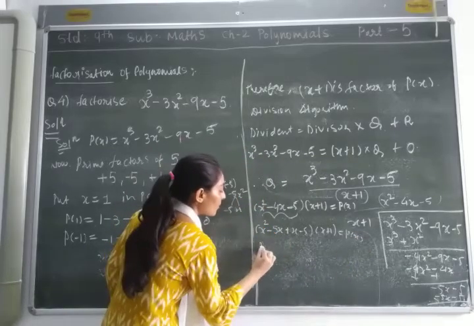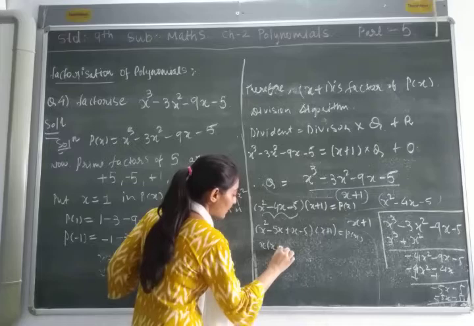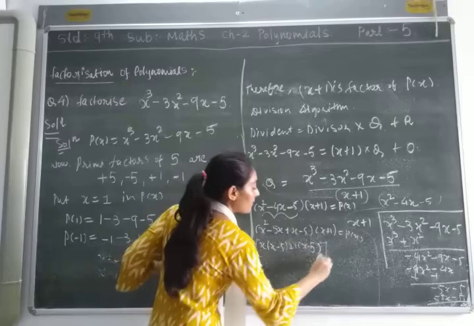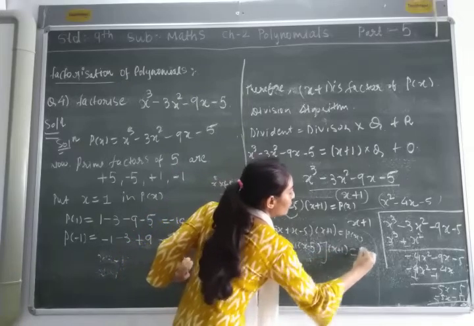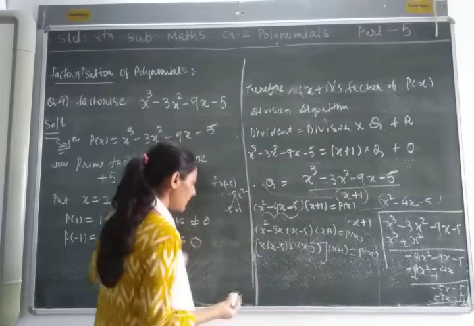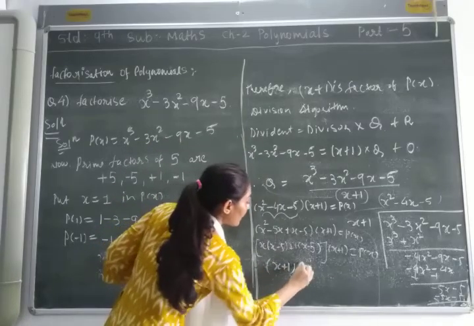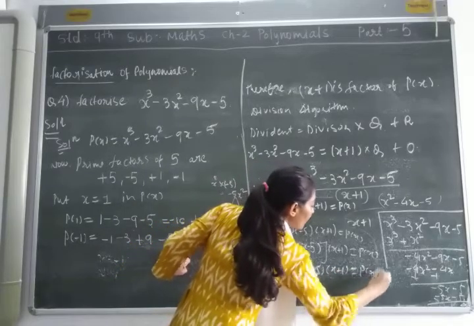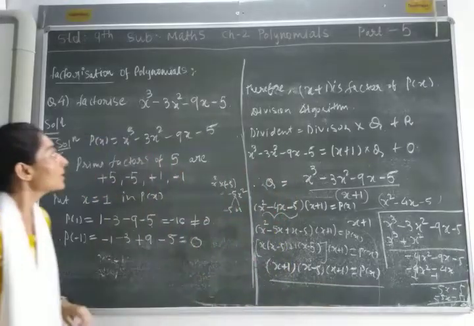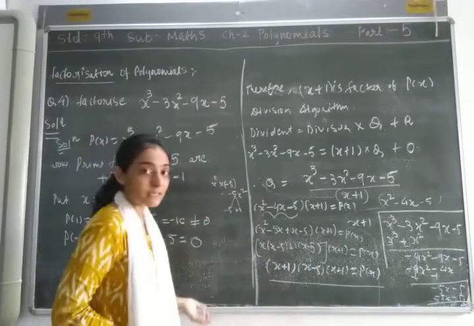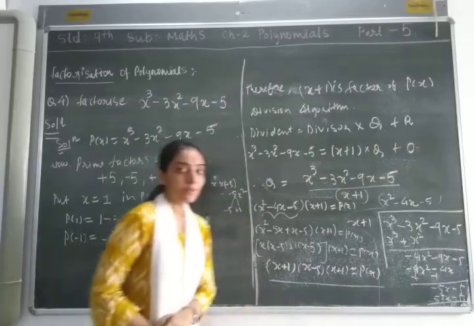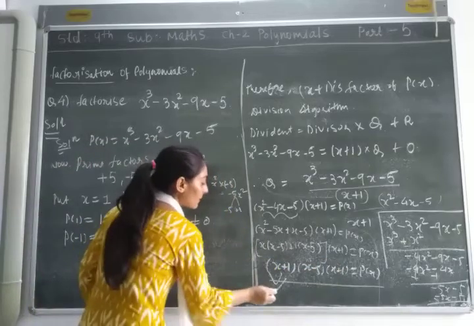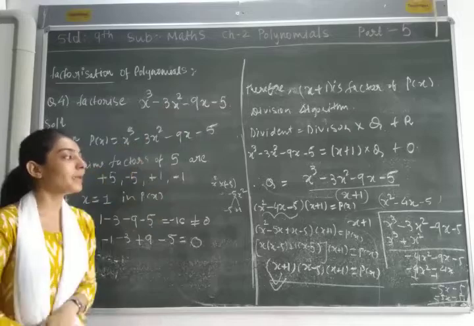Now what is common? x minus 5, plus 1 times x minus 5, so x plus 1 times x minus 5. Now x plus 1, x minus 5, x plus 1 equals p of x. We know that a cubic polynomial has three zeros, so I am getting 3 factors: x plus 1, x minus 5, x plus 1 are the factors of my cubic polynomial.